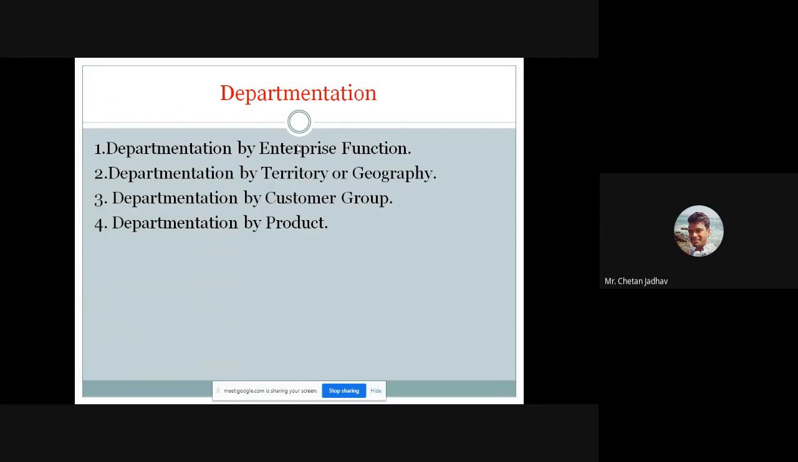Okay, so we can take another example like McDonald's. McDonald's has one unit in India, which will be region wise. In the US it will be like this. We can take any example and make groups with the example of geography or territory.